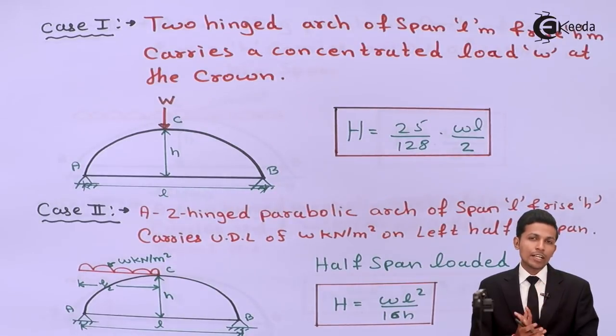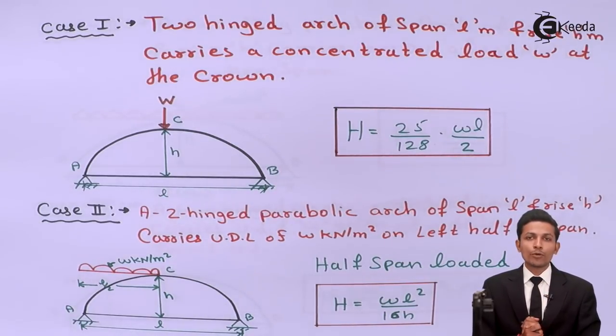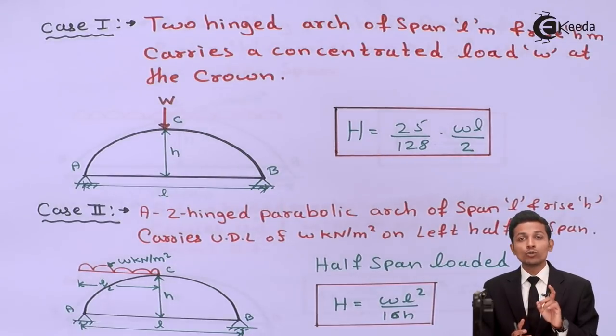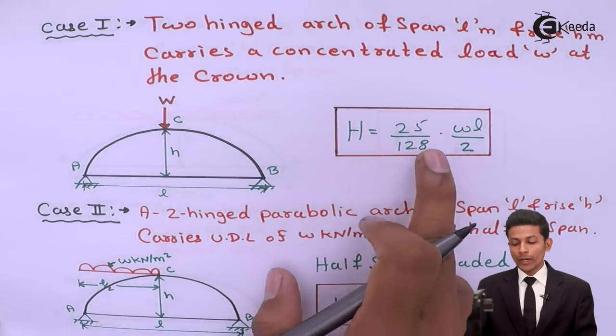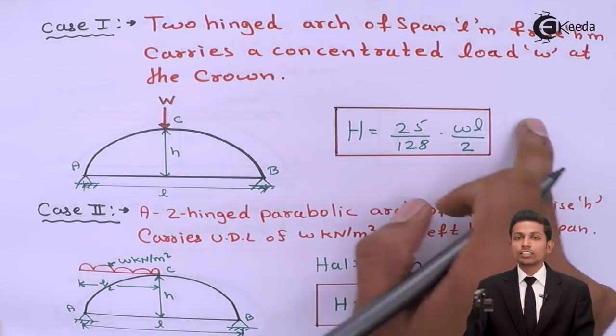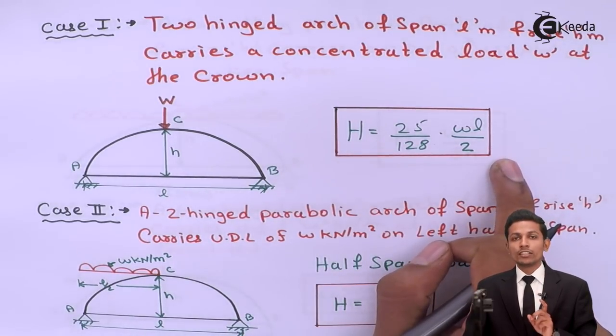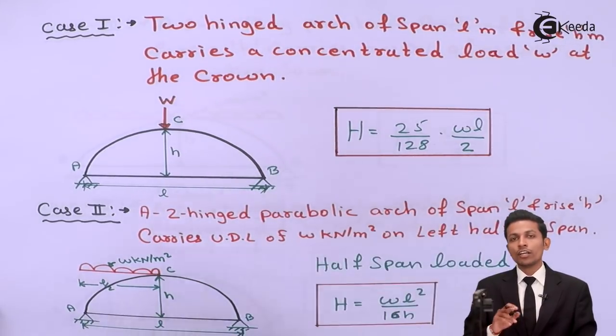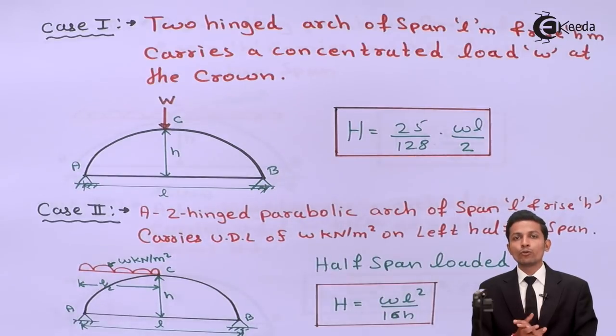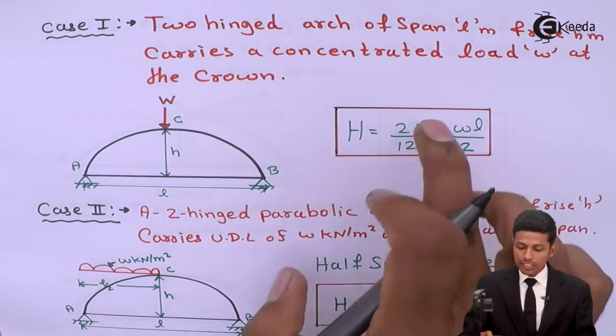But please remember carefully, in the exam, when finding h, always use the formula h is equal to integration of my dx upon integration of y square dx. Don't directly use the formula h is equal to 25 upon 128 into wl by 2. It's just for the check. When you have to check whether your answer is correct or not, at that time you use this formula only. If you use the direct formula, you lose 1 to 2 marks. Now this is the first case.